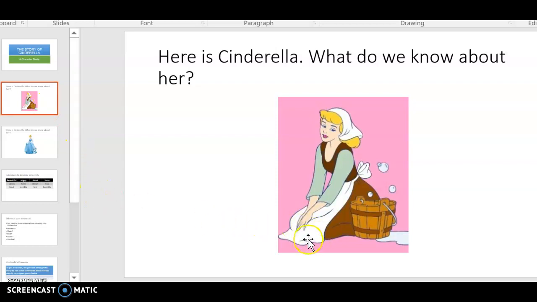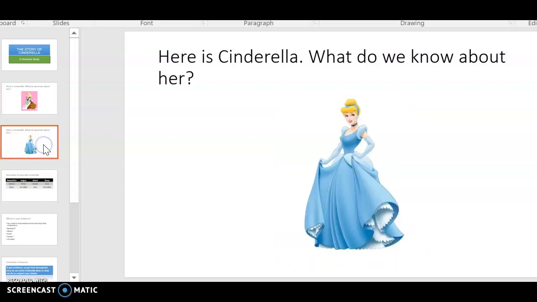We can see that she's cleaning the floor, probably doing other things, but here is Cinderella. What do we know about her?